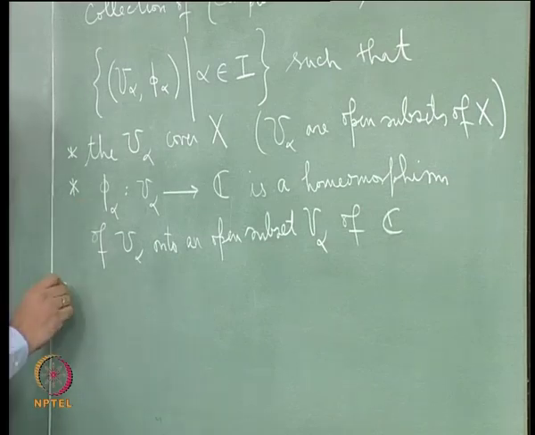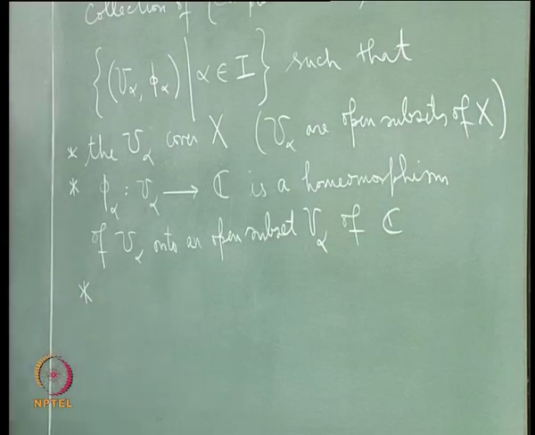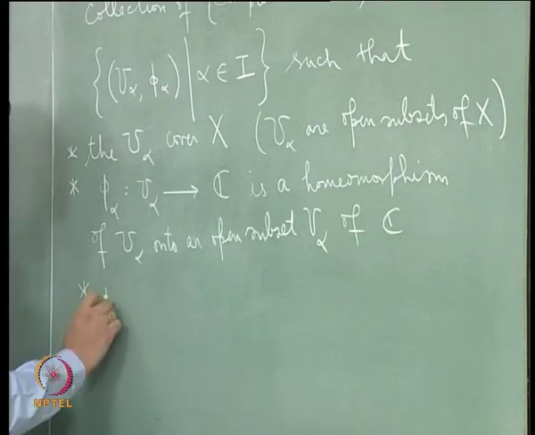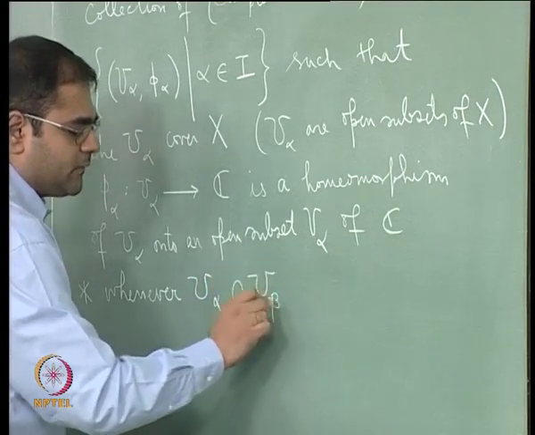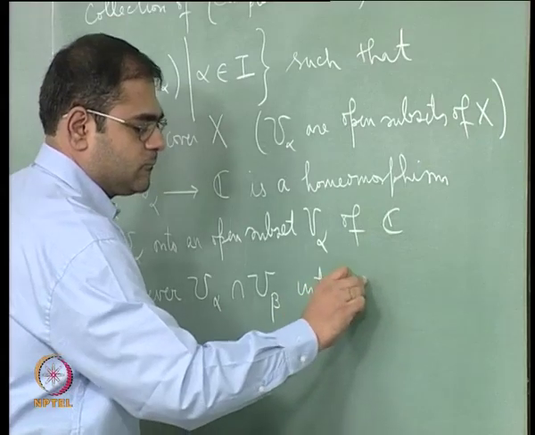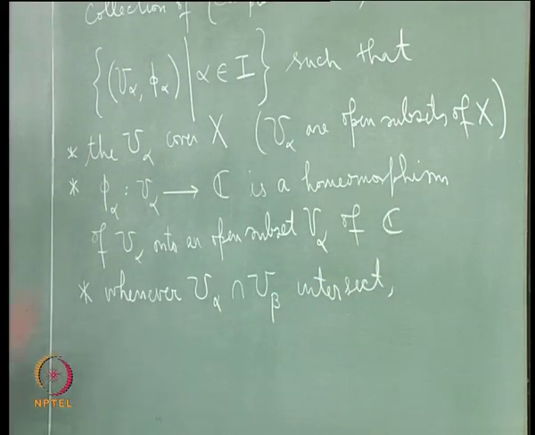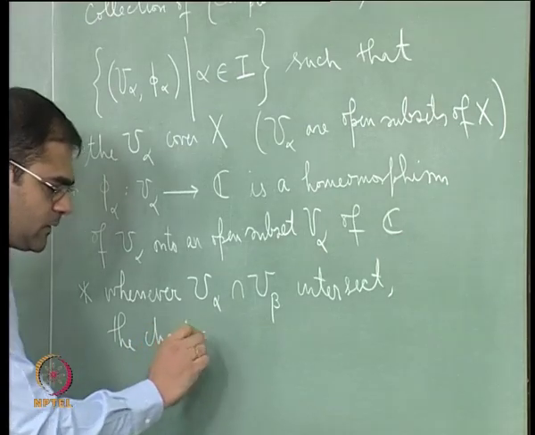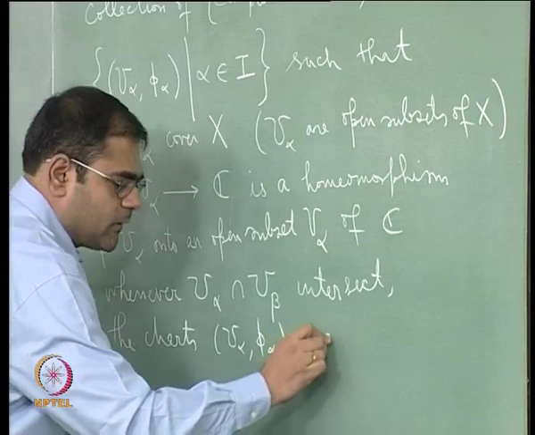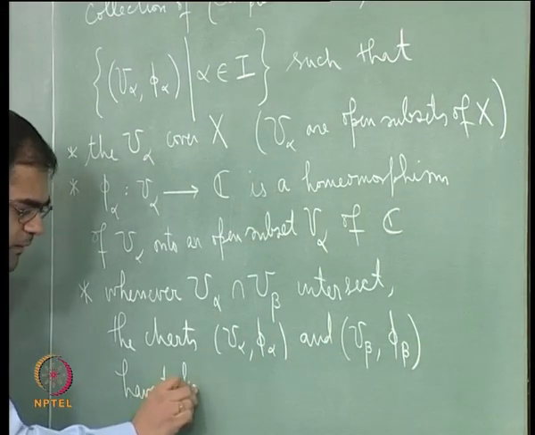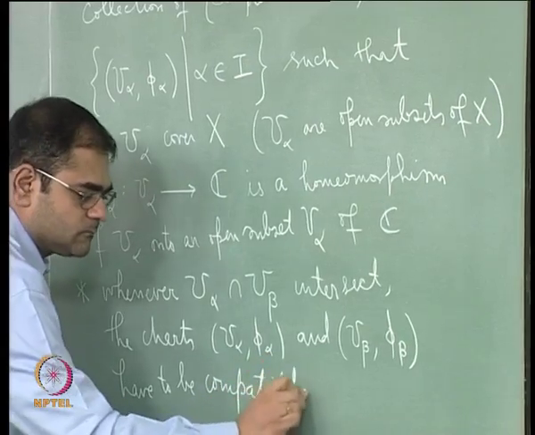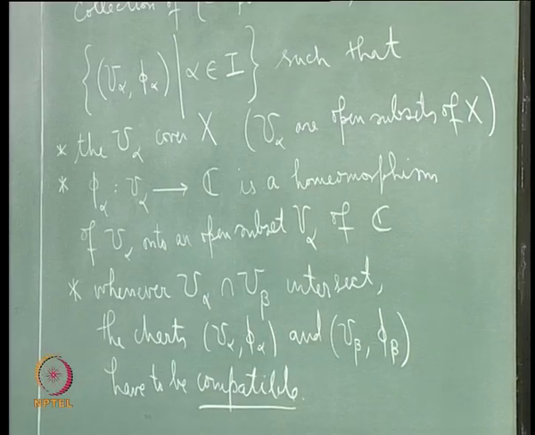And then, the third condition, which is very important, is that whenever U_alpha and U_beta intersect, then the two charts (U_alpha, phi_alpha) and (U_beta, phi_beta) have to be compatible. And what does compatibility mean?